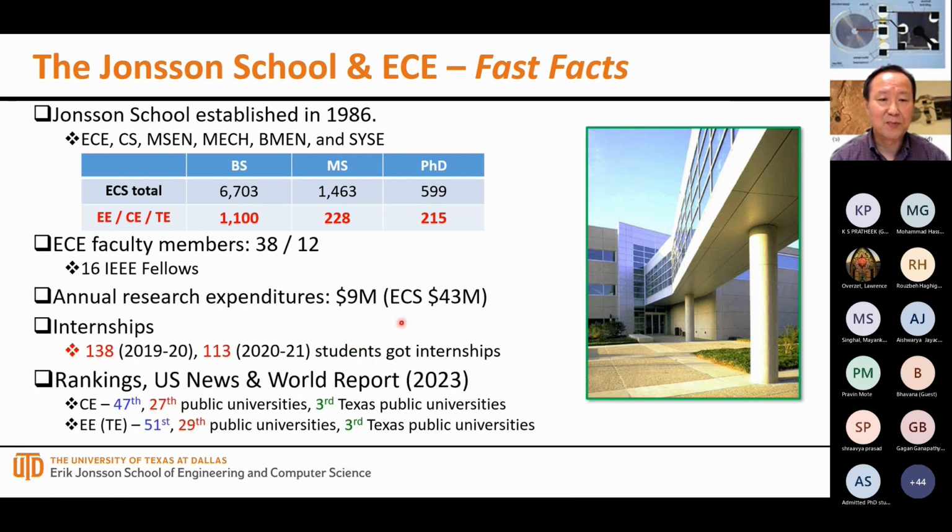For annual research expenditures, the engineering school total was $43 million last year, and out of 43, $9 million is from electrical and computer engineering.